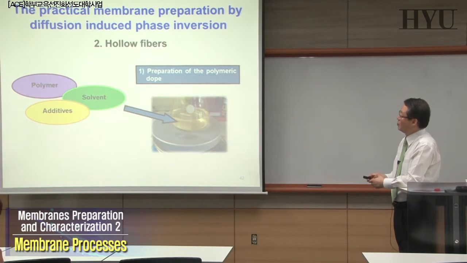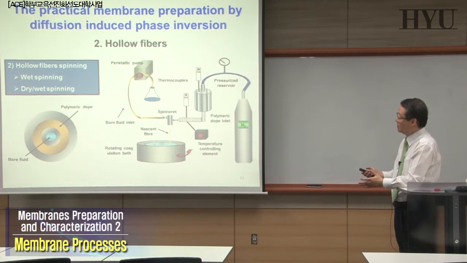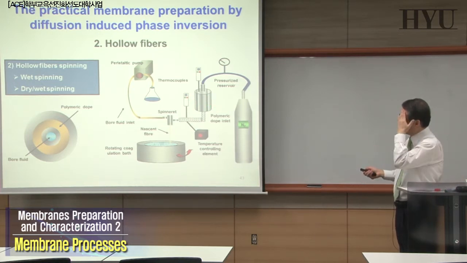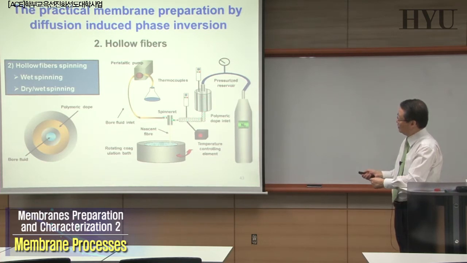And this way you can make the hollow fiber as well. You first make a dope, just like for a flat sheet membrane, and put it into the reservoir. If you pressurize this reservoir, then the polymer solution will be fed into the spinneret. The spinneret has two layers.